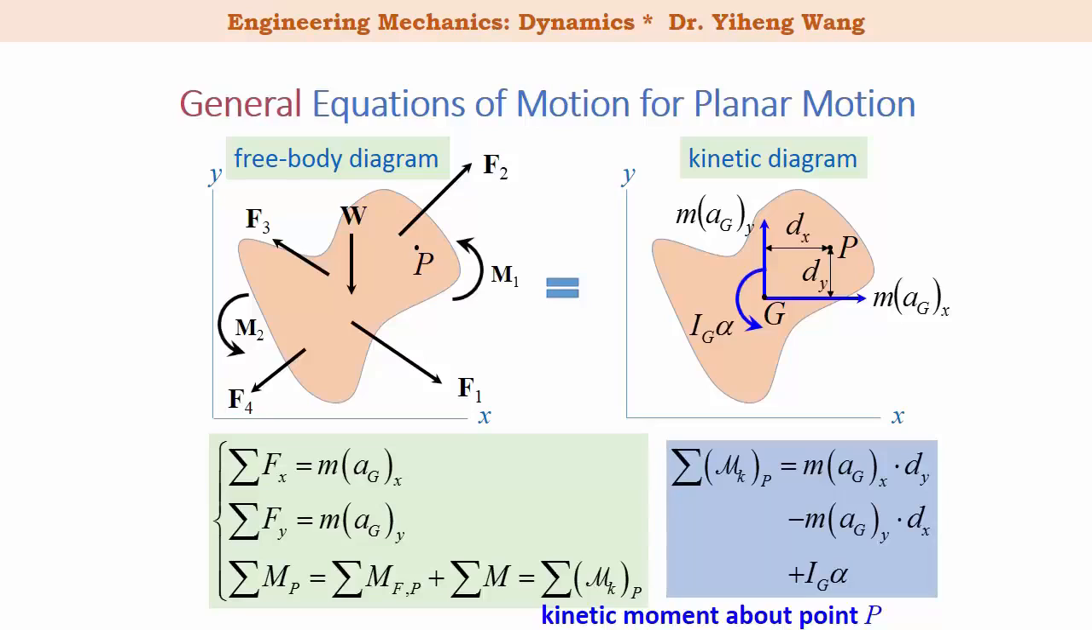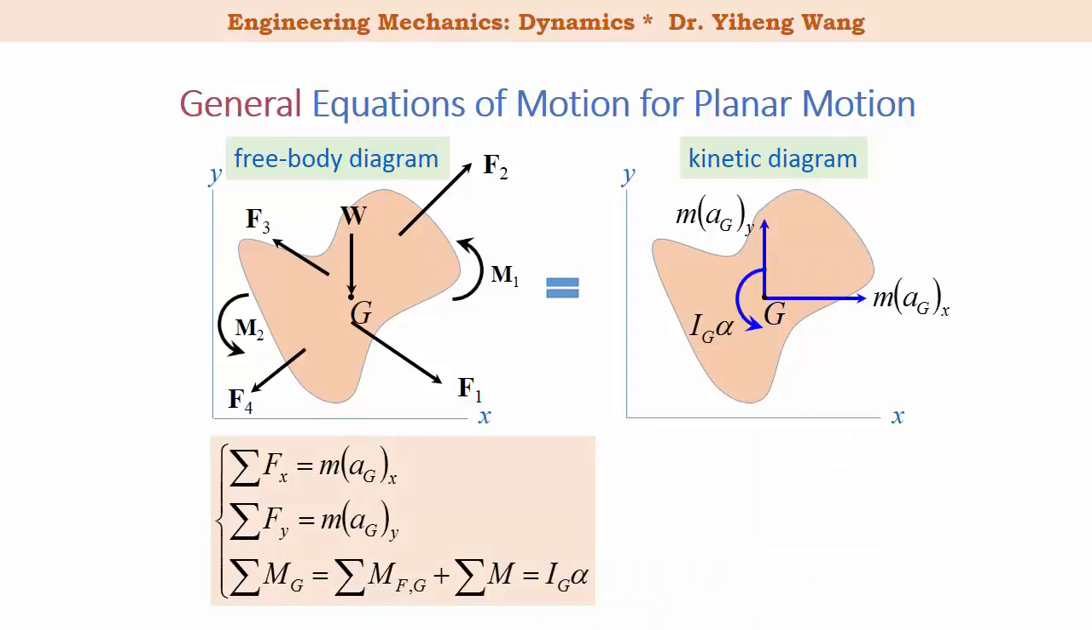For general plane motion, we can simply apply these equations of motion that we learned previously. In this case, the total moment summarized about an arbitrary point P equals the total kinetic moment about the same point P. Or its alternative form: the resultant moment summarized about the gravitational center point G equals simply Ig alpha.